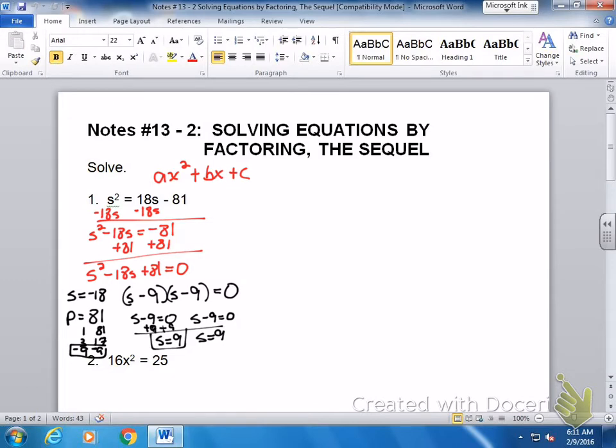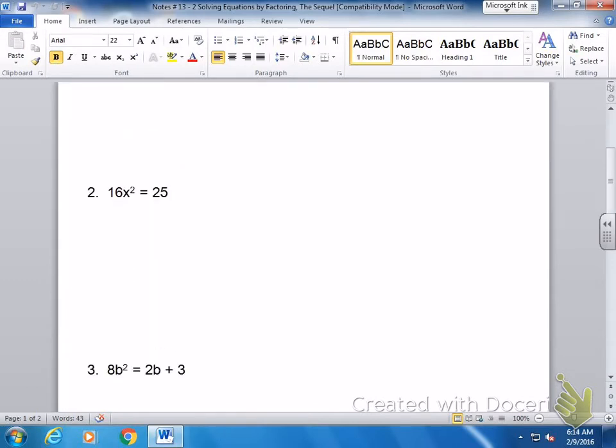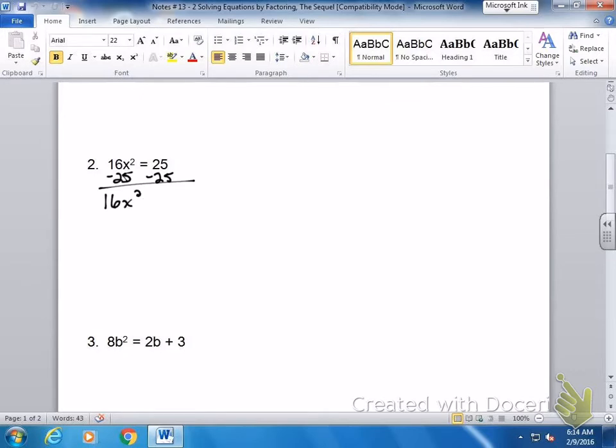Okay, so let's go ahead and go to number 2. Now, we have 16x squared equals 25. Now, again, we have to have everything on the same side, and if you notice, this has only got 2 terms. So let's move the 25 over. Let's keep the x squared positive. So I'm going to subtract 25 from both sides. I get 16x squared minus 25 equals 0.